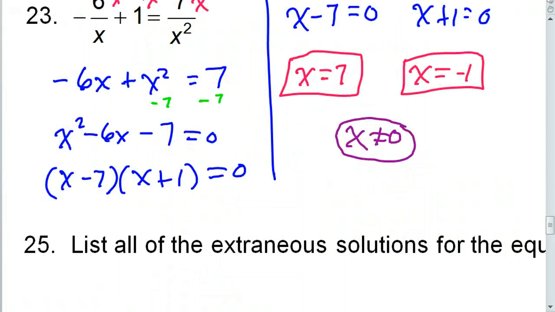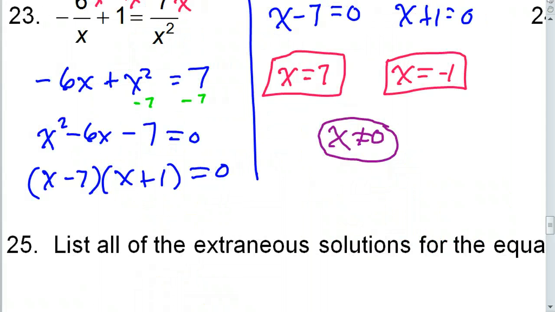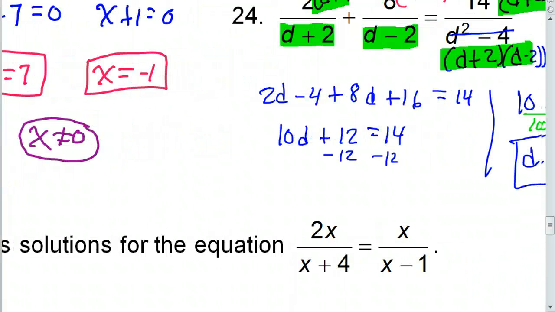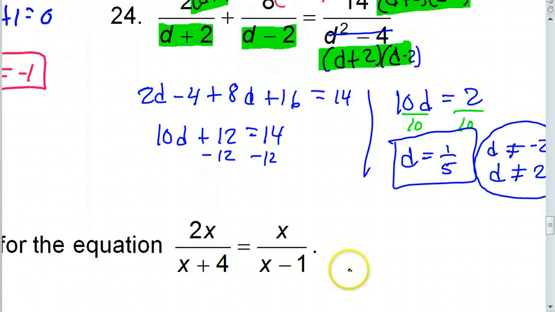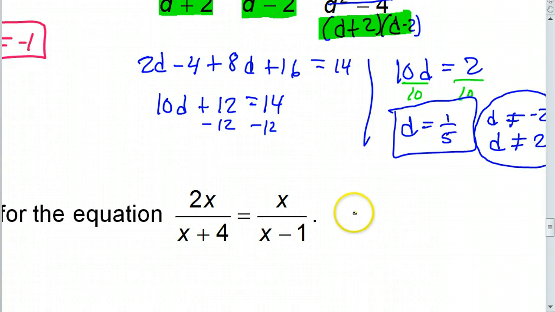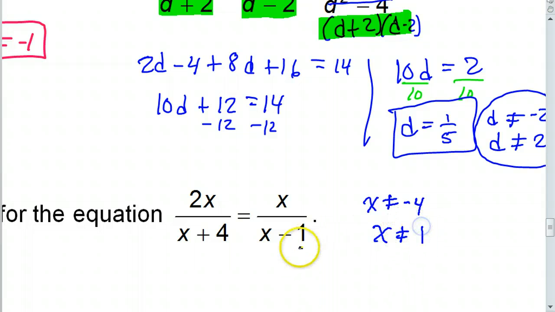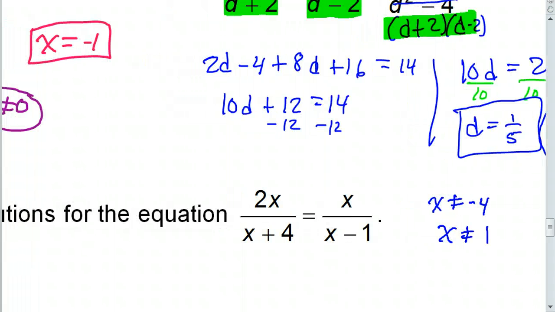All right, number 25. We must be almost done. List all of the extraneous solutions for this equation. Well, first of all, the excluded values. The excluded values are coming from these denominators. So I know that x cannot equal -4 and x cannot equal 1. So those are excluded values. Let's see if any of those are extraneous solutions or not.